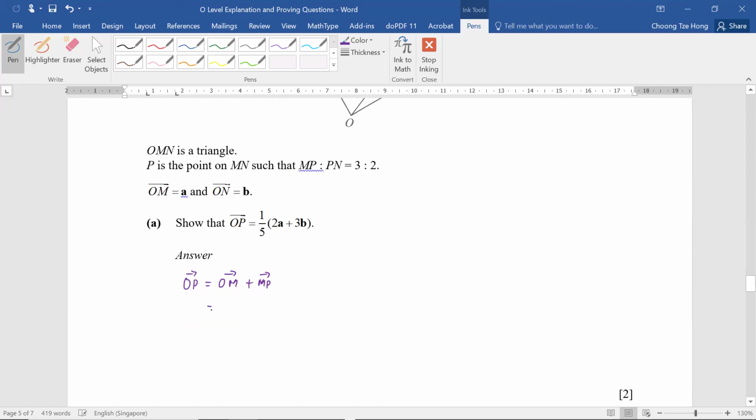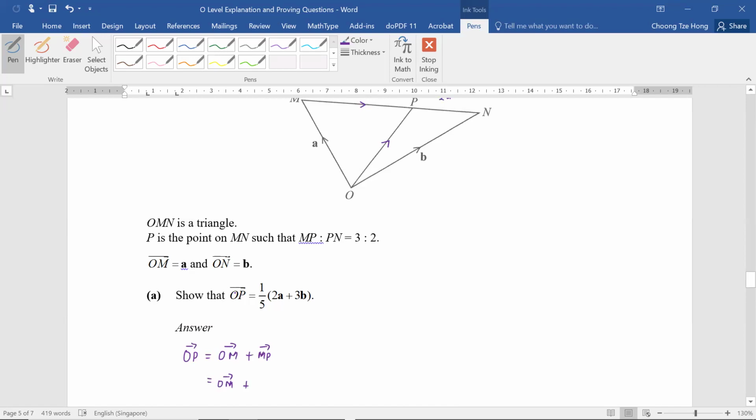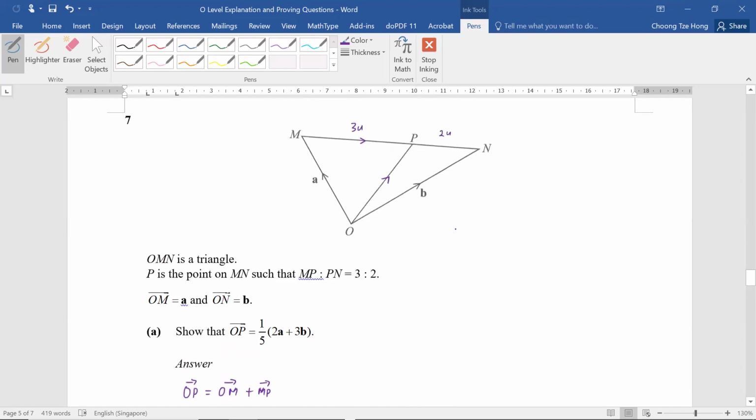If you look at the diagram, based on the ratio, MP is 3 units, and the whole thing MN would be 5 units. So this means that MP over MN will be 3 over 5. If we bring the MN to the other side, MP will be 3/5 of MN.